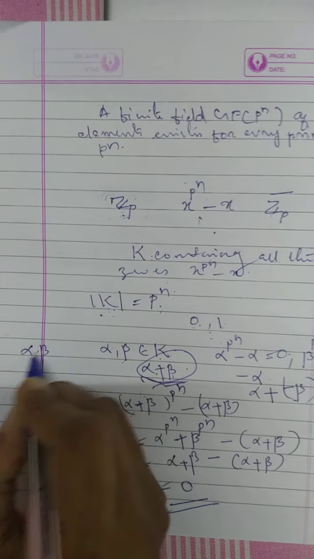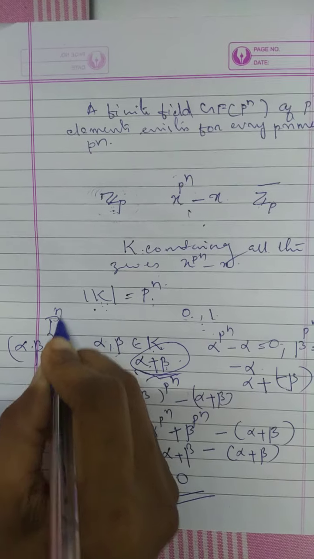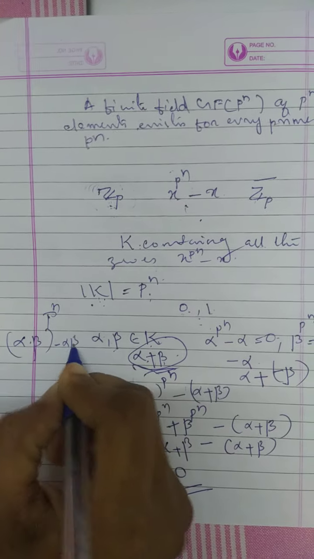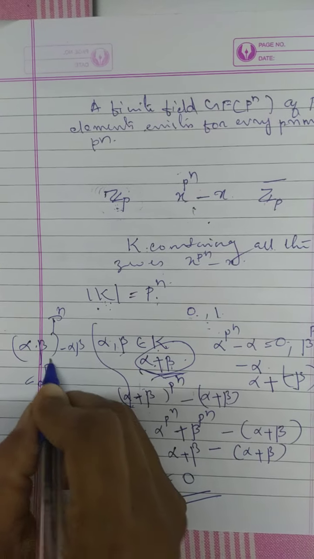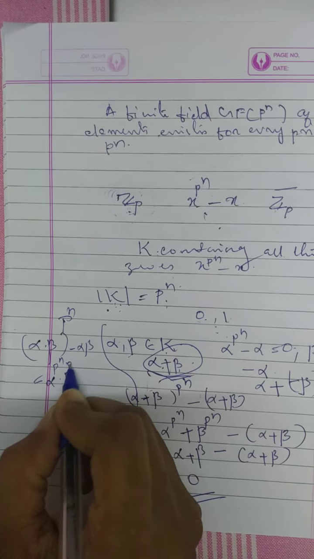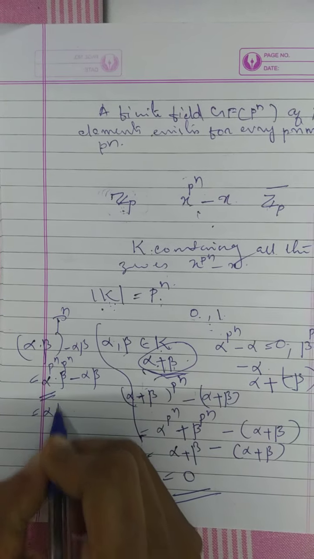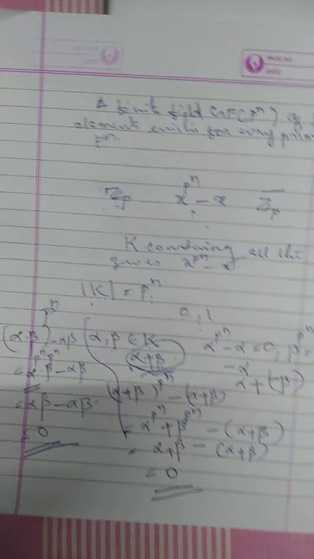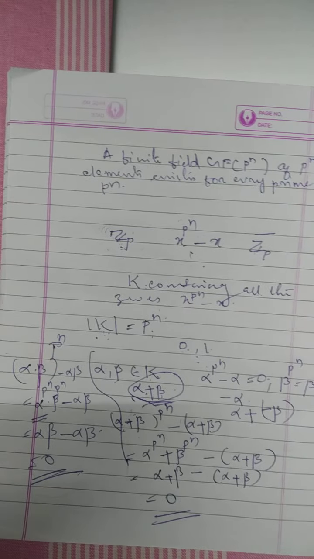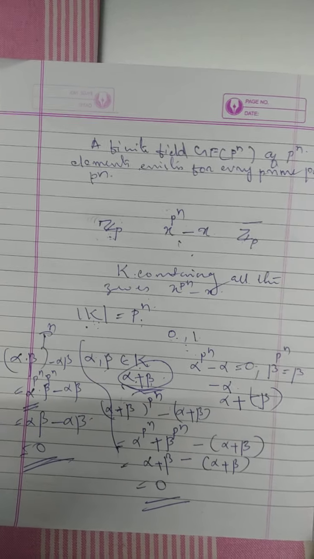Alpha into beta. Is alpha into beta in K? We cannot say immediately. Alpha into beta raised to p raised to n minus alpha beta equal to, this is what, alpha raised to p raised to n into beta raised to p raised to n minus alpha into beta. This is alpha and this is beta, so this is equal to 0. So alpha into beta also belongs to K. So alpha plus beta and alpha into beta belong to K.